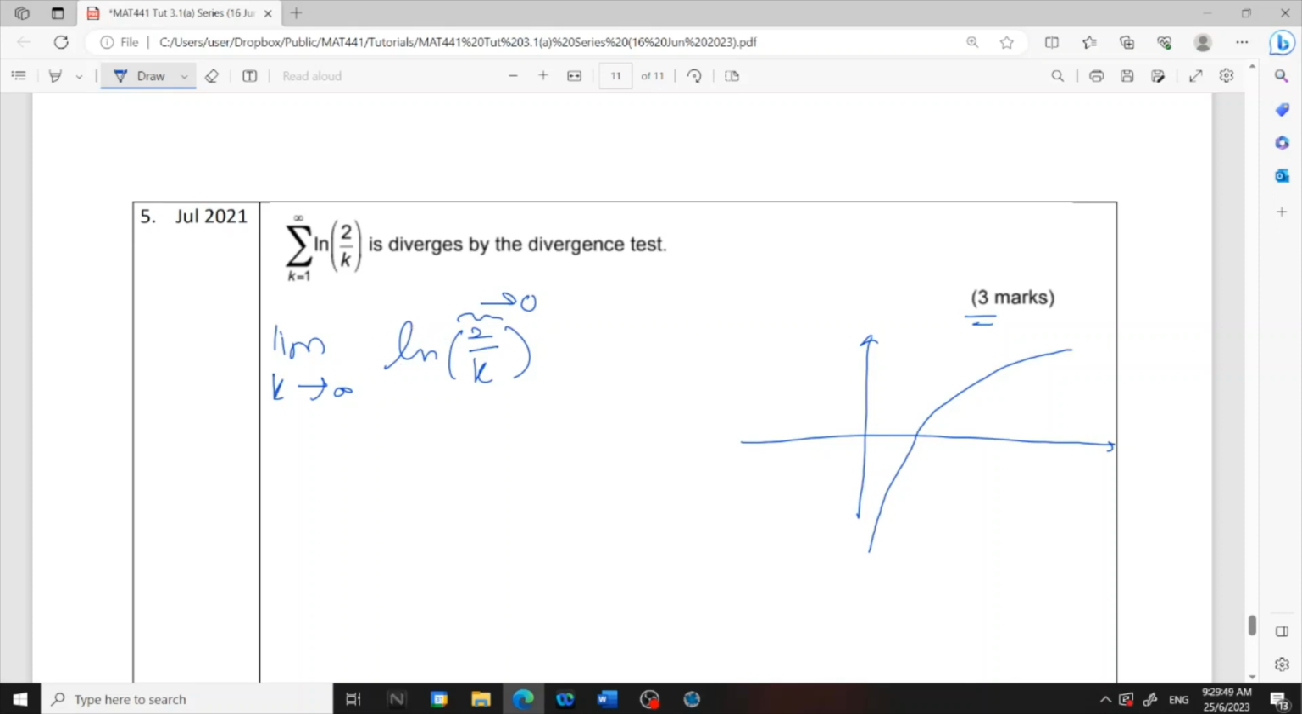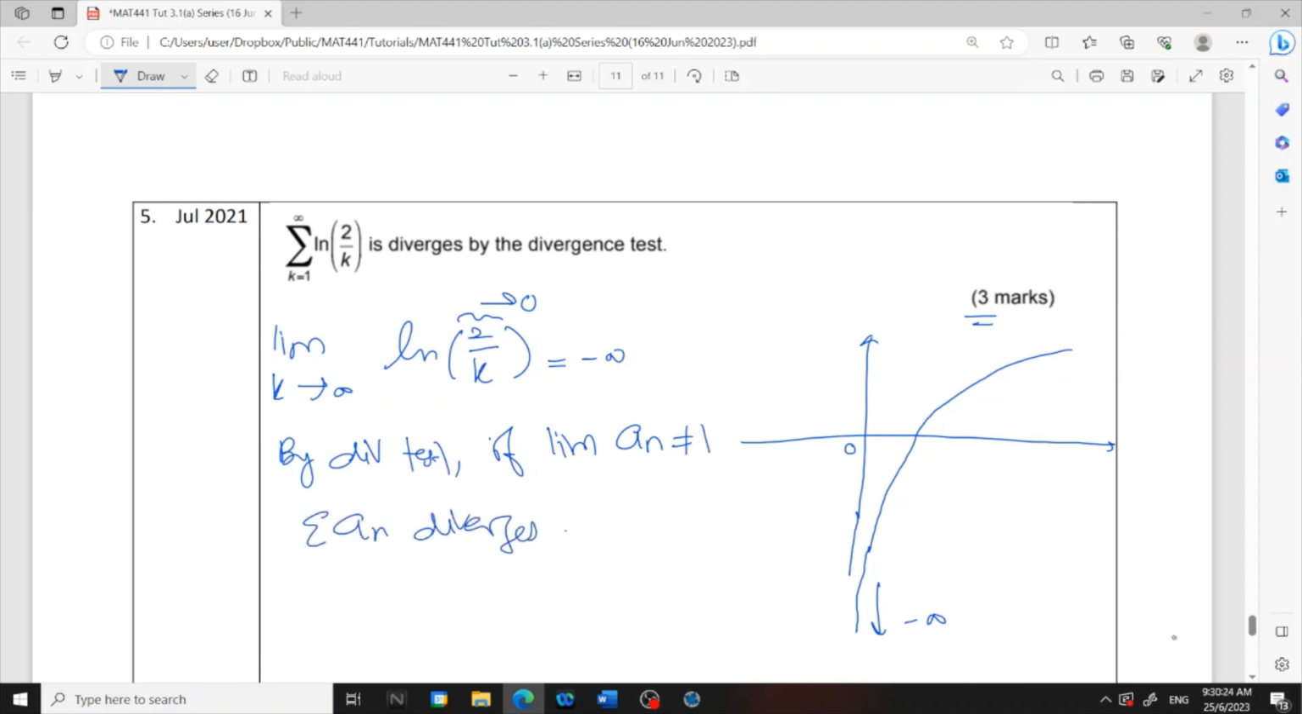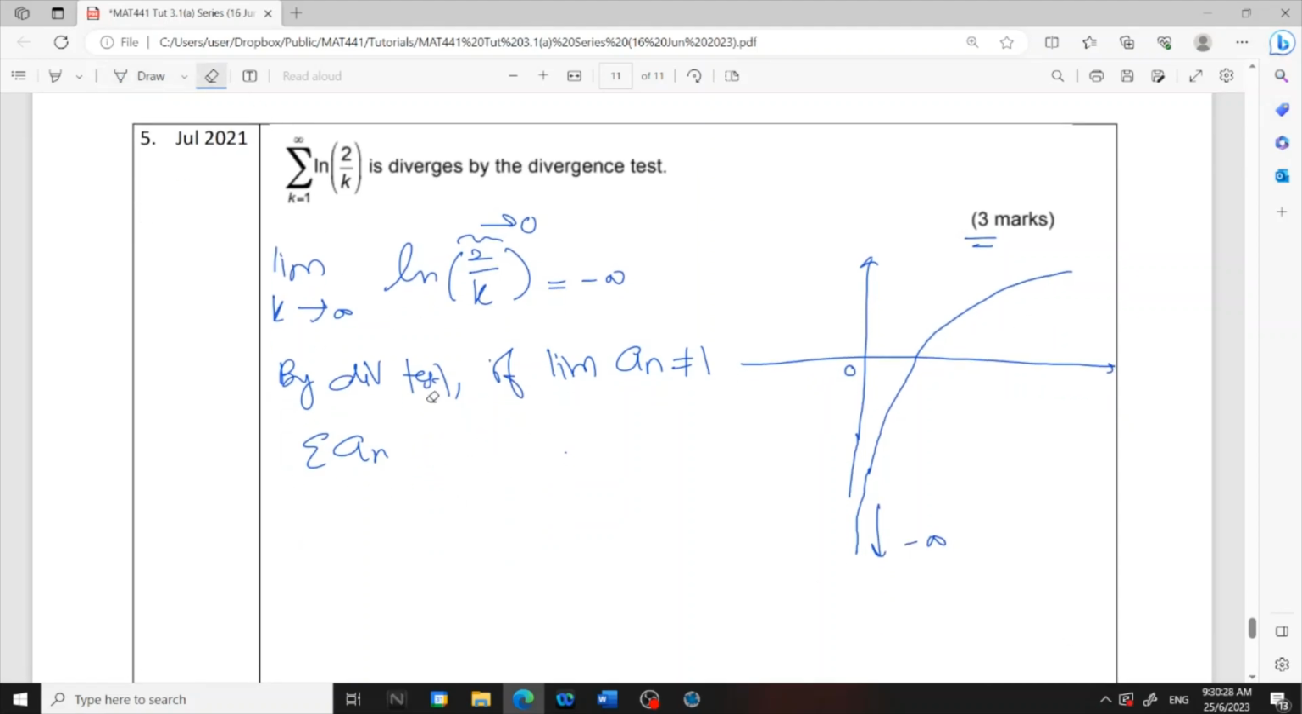So what happens to the natural log when the function approaches 0? This approaches 0, right? So when this function approaches 0, it approaches negative infinity. So by the divergent test, if the limit of an does not equal 0, we say an diverges. Therefore we conclude that natural log 2 over k diverges, because we got negative infinity, which does not equal 0.